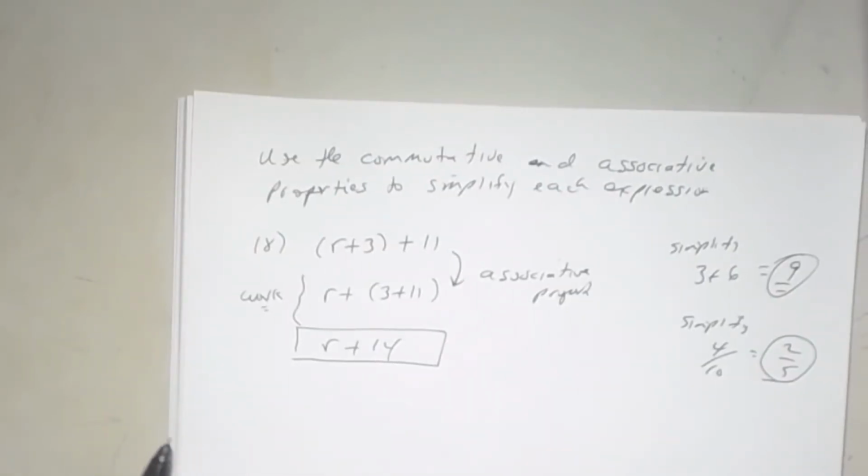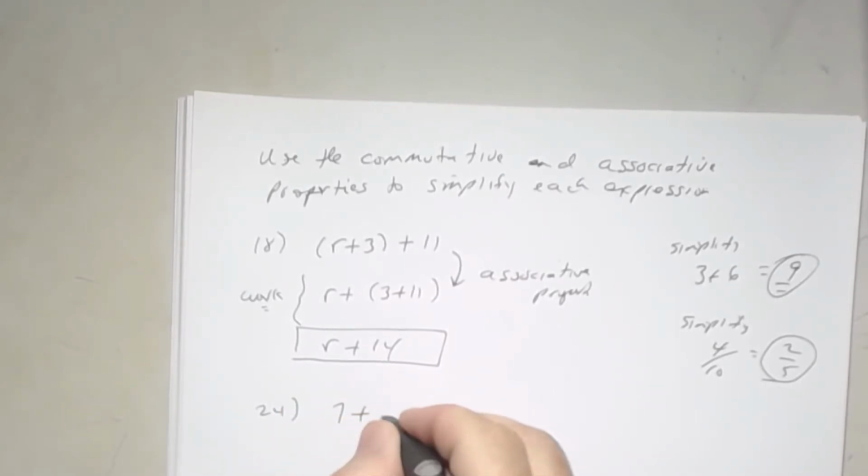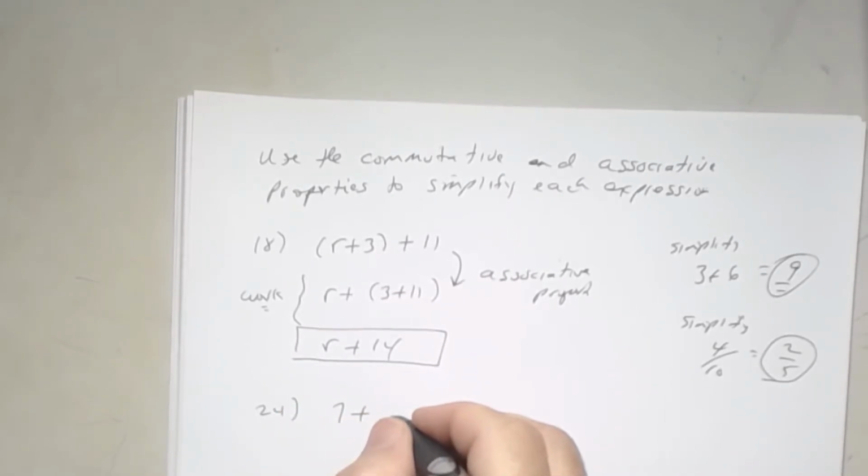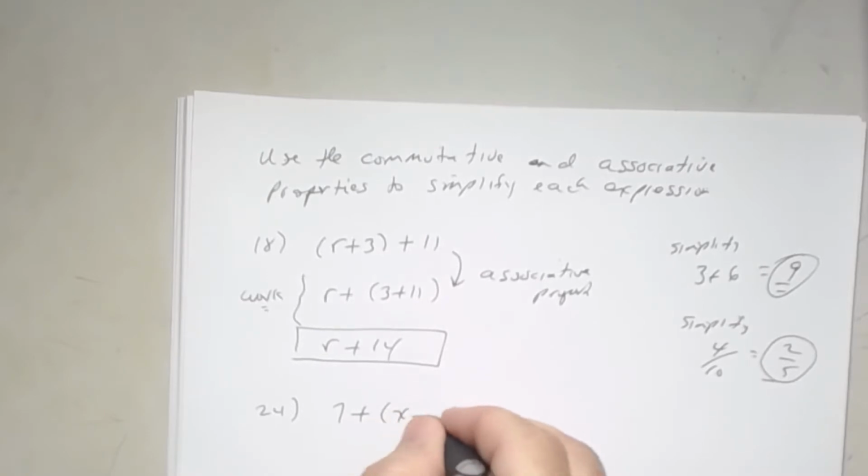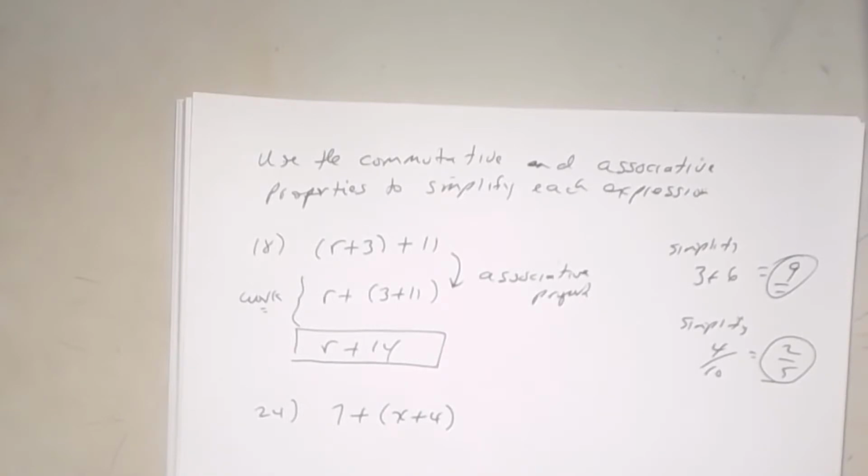Okay, so number 24, you have 7 plus x plus 4. All right, now that's going to be a little bit trickier. This will be trickier, and you'll see why in a little while. Okay, so again, just like number 18, you would think, well, I'm going to just go ahead and use what property? The associative property.